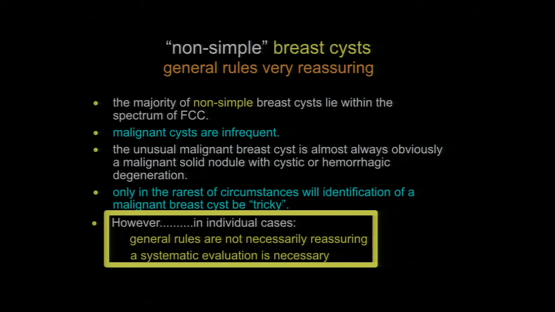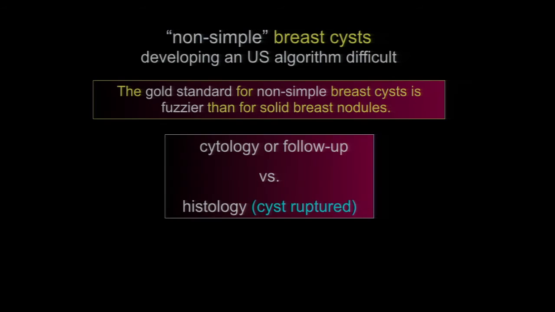You still have to have a systematic way of evaluating these things. Now, the gold standard was difficult for figuring out a method to characterize cysts that weren't simple, because the gold standard was terrible. It was either cytology, fluid cytology, which has a lot of false positives and false negatives, or it was follow-up, and about 80% of the patients never came back because the cysts went away. So it wasn't very good.